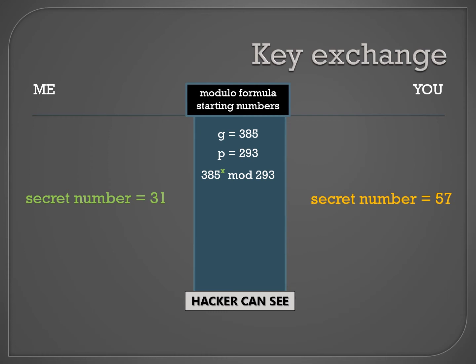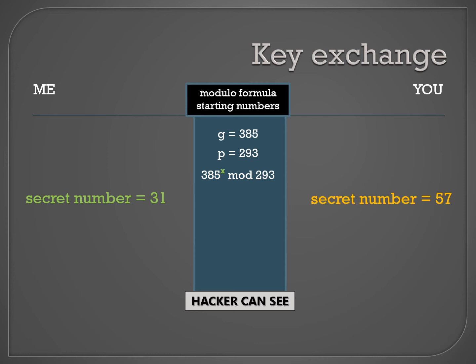Okay, so let's take a look at how the key exchange works. So what happens is that you and I want to exchange some information securely. So I choose a secret number and you choose a secret number. Now, we know that we're going to use these numbers G and P as part of our formula. We're going to have G to a certain exponent mod P, and we're going to do that calculation.